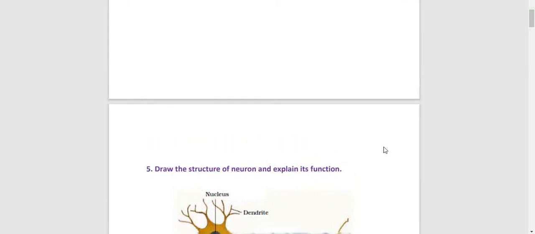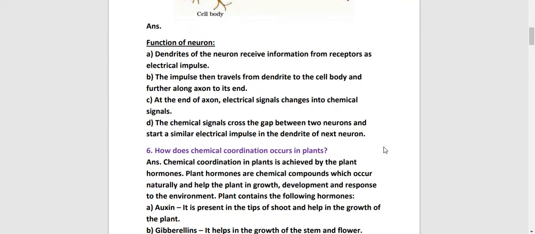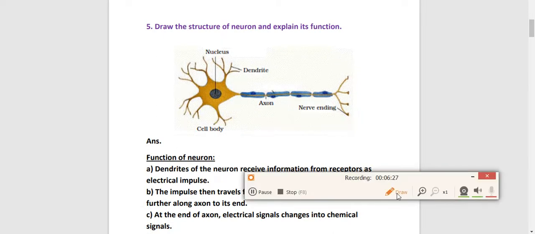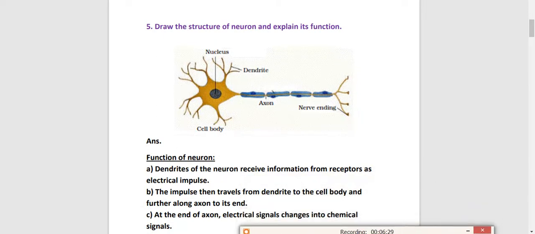Okay, now let's come to question number 5, which is a very important question. Draw the structure of neuron and explain its function. So what is the answer for this? You can see the diagram. This is from your NCERT textbook, the diagram of a neuron.